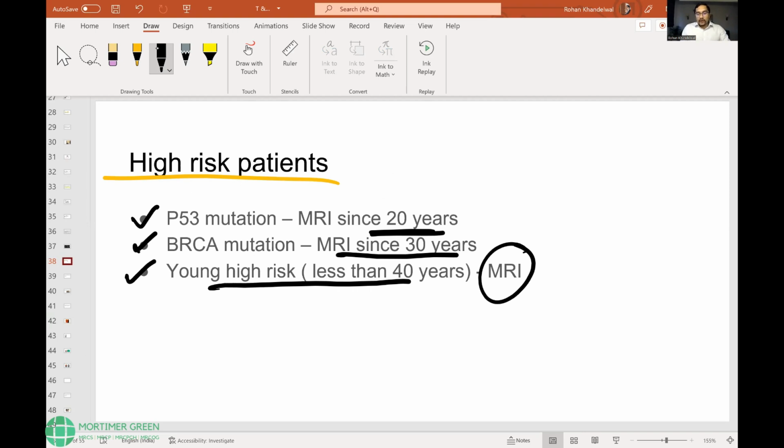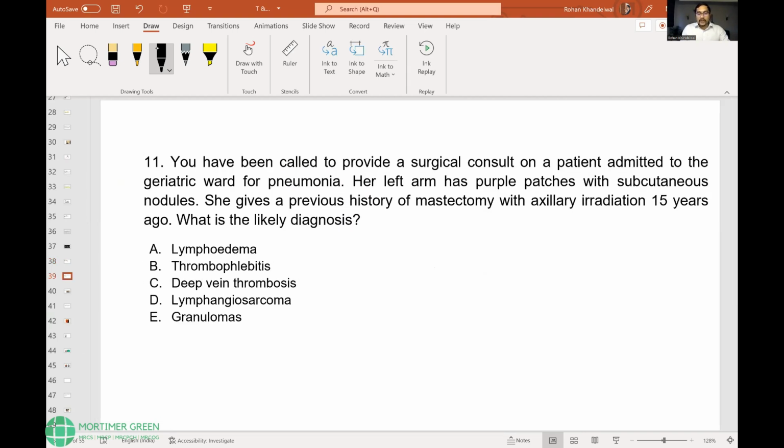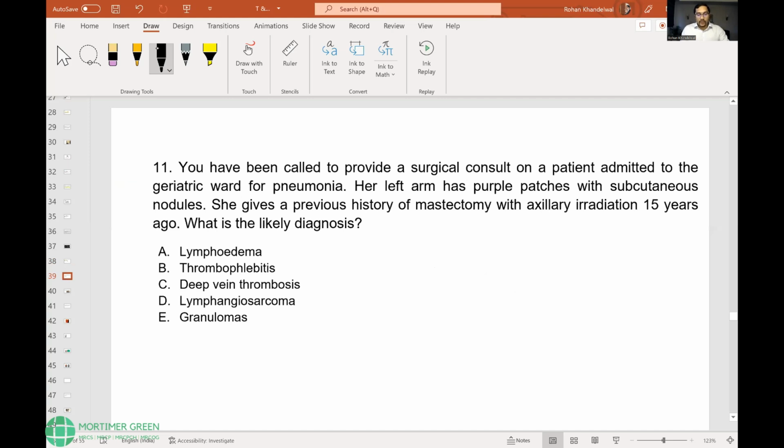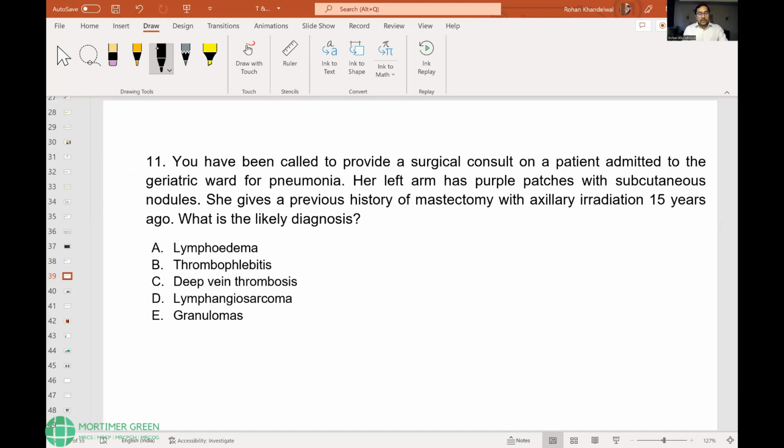You've been called to provide a surgical consultation for a lady who is admitted to the geriatric ward for pneumonia. Her left arm has purple patches with subcutaneous nodules. She gives a previous history of mastectomy with axillary irradiation 15 years ago. This is a very straightforward question. Long-standing lymphedema, what can you get?